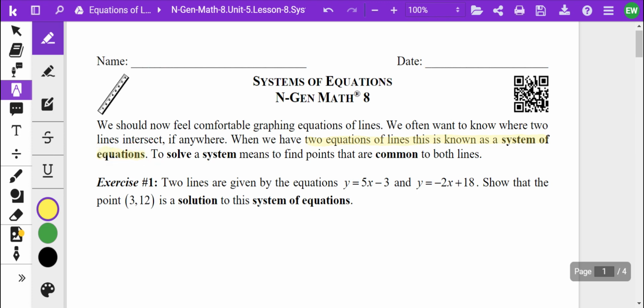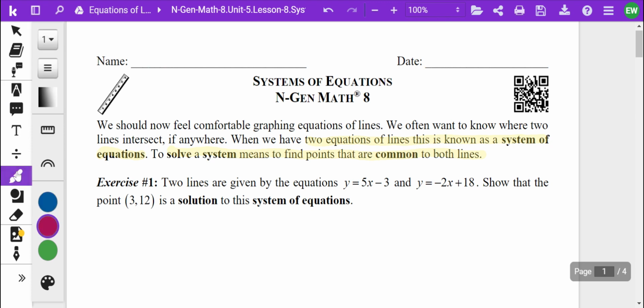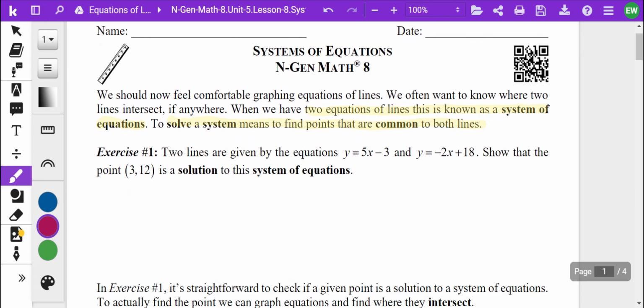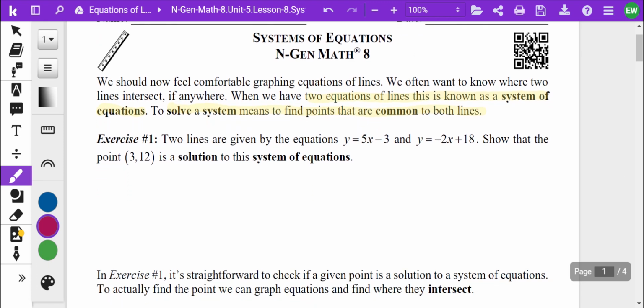In order to solve a system, it just means to find what point is common to both lines, or points in some rare cases. Usually when we think about intersecting lines, we think they're only going to intersect at one point. But as you go further on in algebra, you'll realize that sometimes it's more than one point.